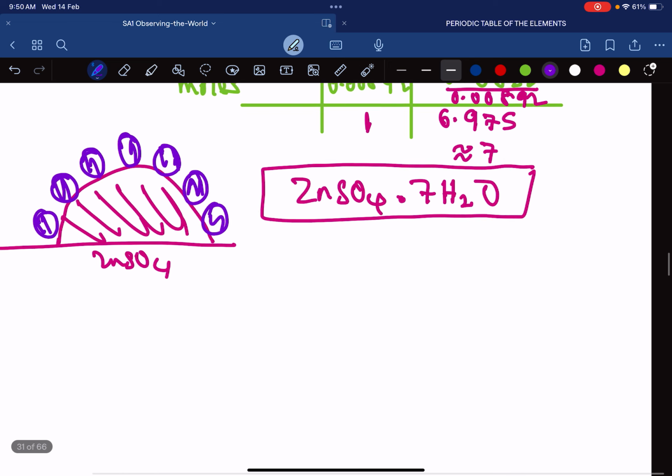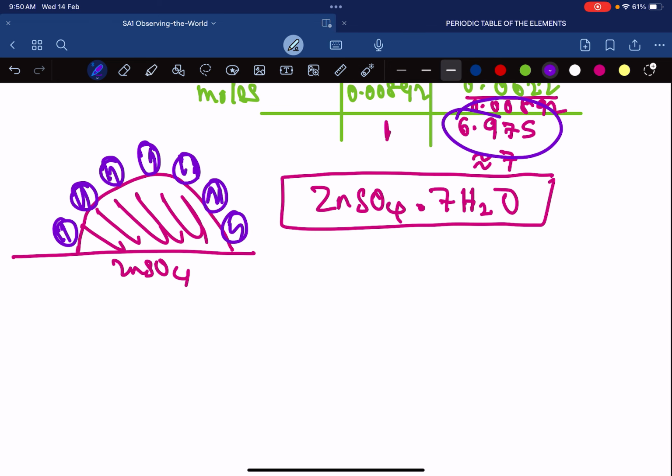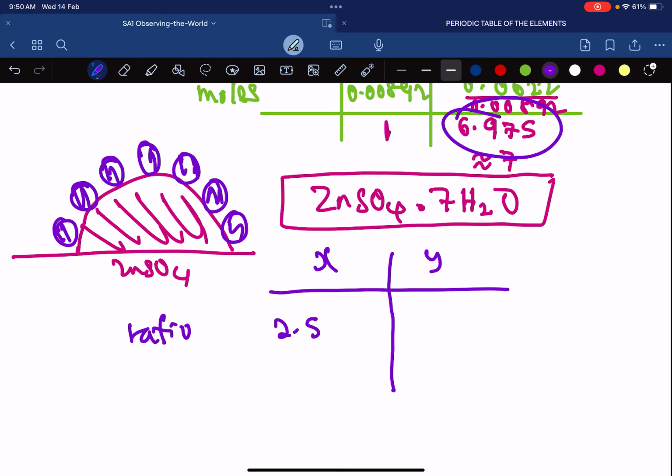Now when we come to rounding off, sometimes when you do ratios, let's say there's something x, and when you get a ratio like 2.5 or 1.25, you cannot round up. You cannot round up ratios like this.